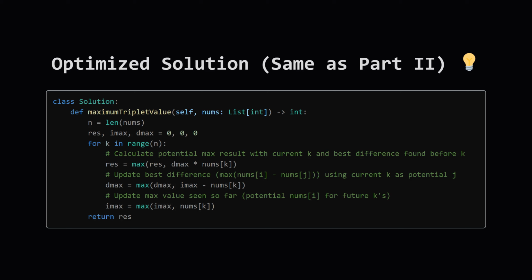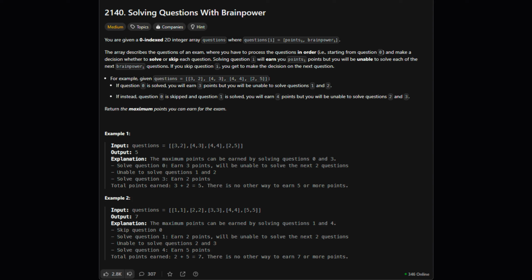It's always good to see how a more efficient algorithm handles both relaxed and stricter constraints. It reinforces the idea of finding that single-pass logic by keeping track of the necessary maximums, imax and dmax, as you iterate. Moving on, I tackled Solving Questions With Brainpower.